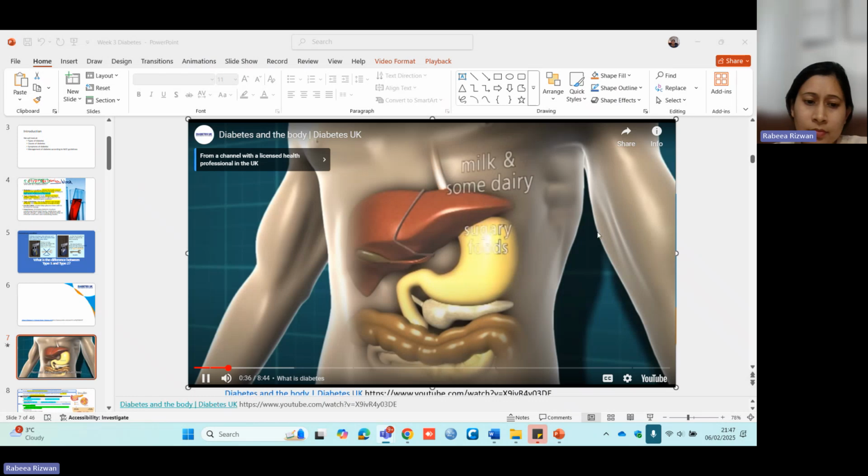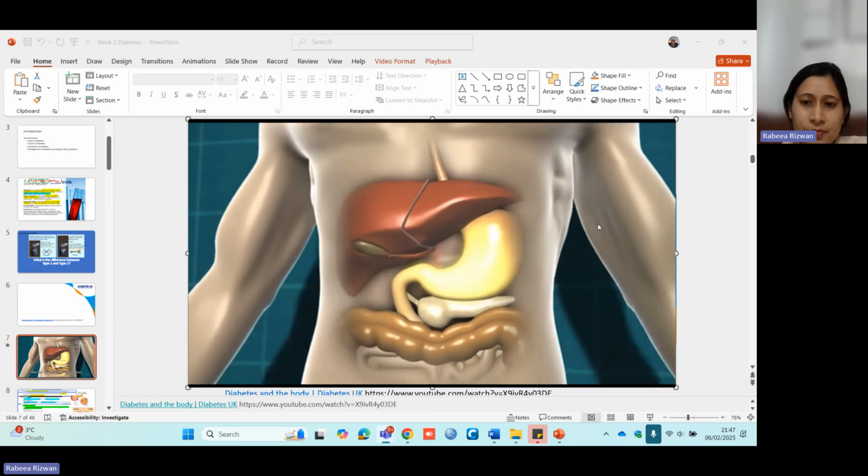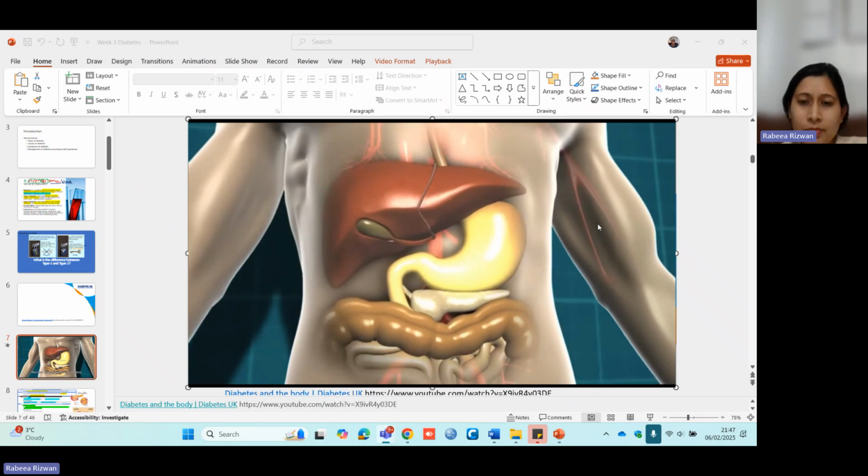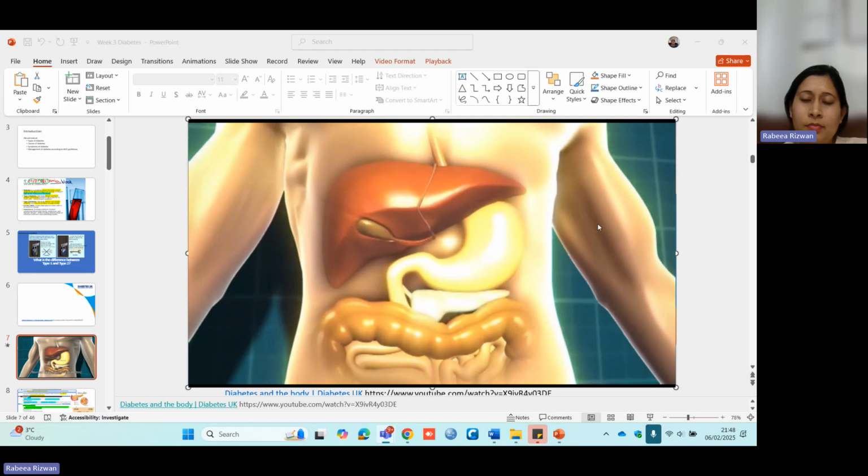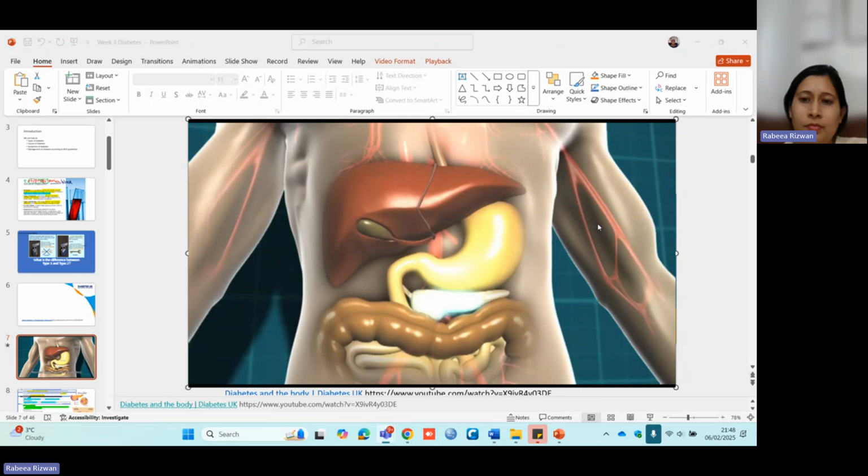foods, milk and some dairy products, and fruit. This glucose then moves into the bloodstream, and the body detects that the blood glucose level is rising. In response to that, the pancreas, which is a little gland that sits just underneath the stomach, starts to release a hormone called insulin. And it's insulin that helps our body get the energy from the food we eat.